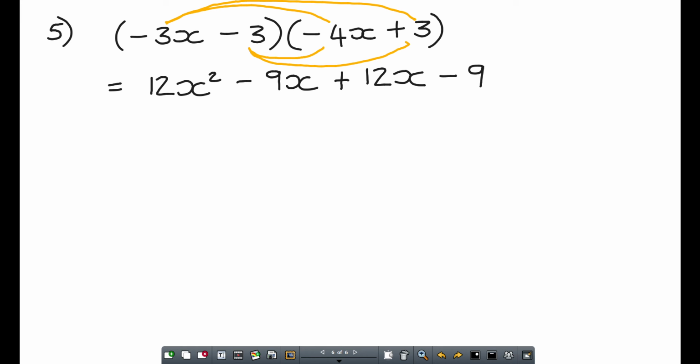Now, these middle two are like terms, right? So I could go further with them. The 12x squared, is that going to change? It's going to stay 12x squared because it wasn't like terms. Then minus 9x plus 12x, we use our calculators, is going to give me plus 3x. Now minus 9. You guys fine with that?